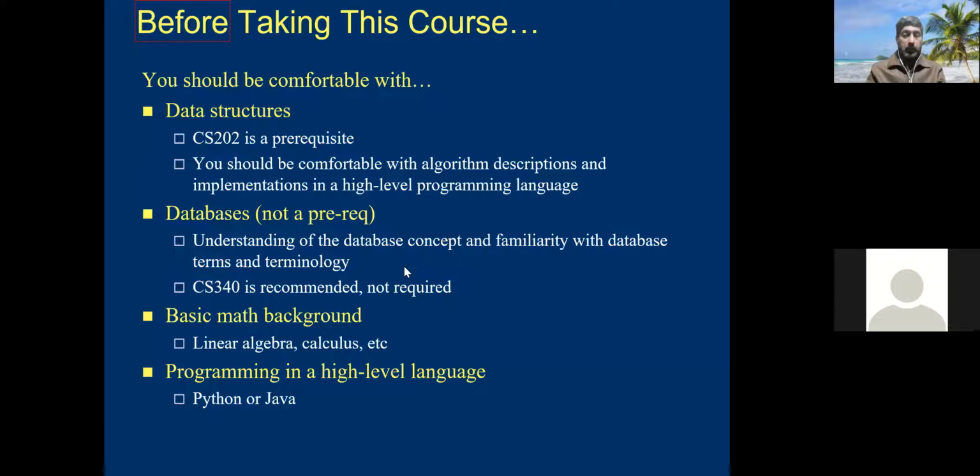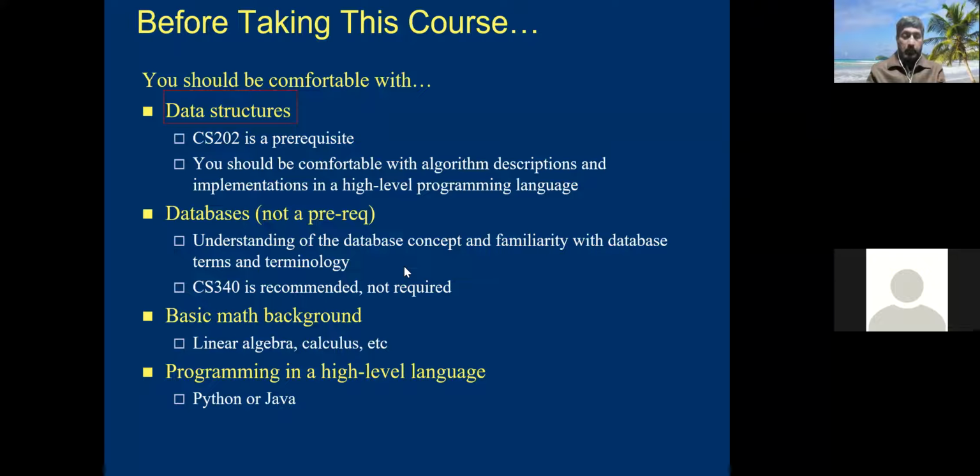So the prereqs for the course are relatively mild. In general, you should be comfortable with programming. You should be comfortable with data structures. Actually, 202 is set as a prereq for the undergrads. 202 is something that most computing majors take, so it should not be a problem.